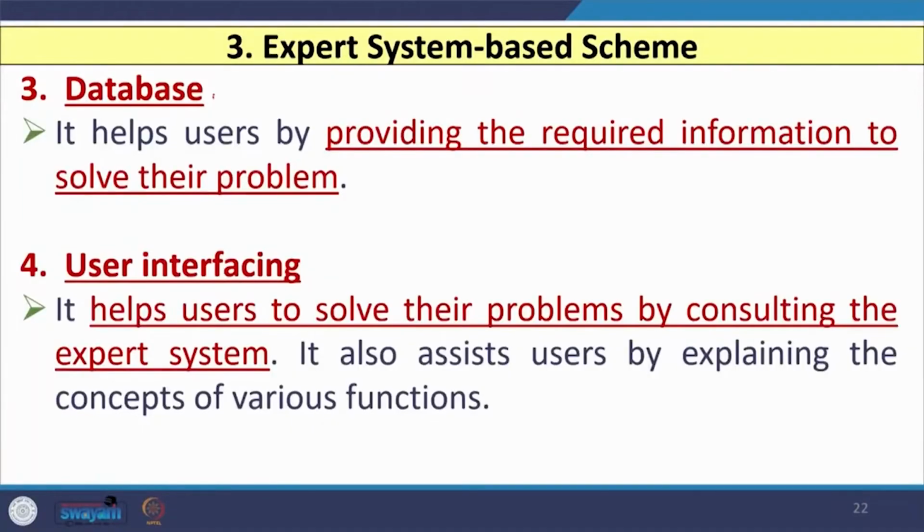The third block is known as the database block, and it helps users by providing the required information to solve a particular problem. The fourth block is the user interfacing block, and it helps users to solve their problems by consulting the expert system. It also assists users by explaining the concept of various functions.